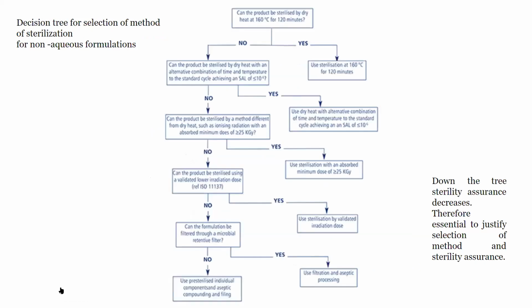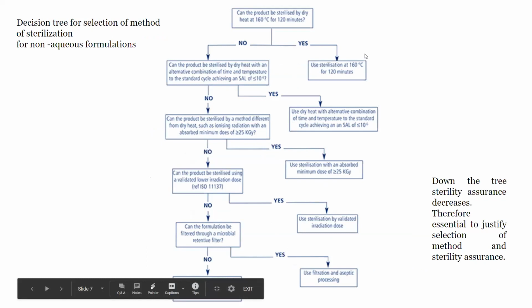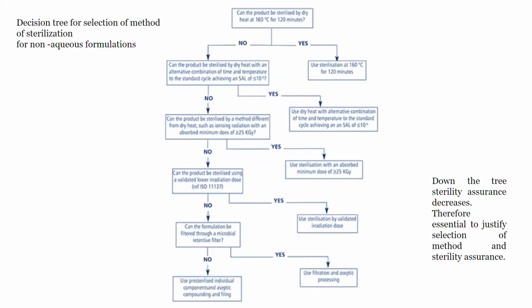Next is the chart to select sterilization methods for non-aqueous formulations. So here, first we'll see whether the formulation can be sterilized by dry heat at 160 degrees Celsius for 120 minutes. If it is possible, yes, go for dry heat sterilization at 160 degrees Celsius for 120 minutes. Because non-aqueous formulations cannot be sterilized by autoclaving.